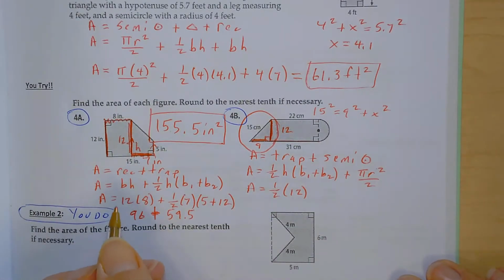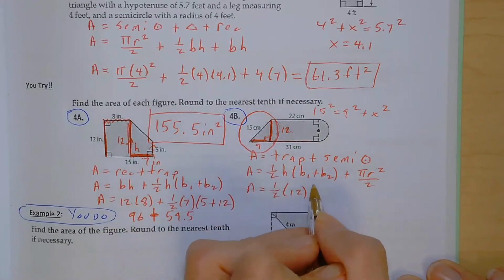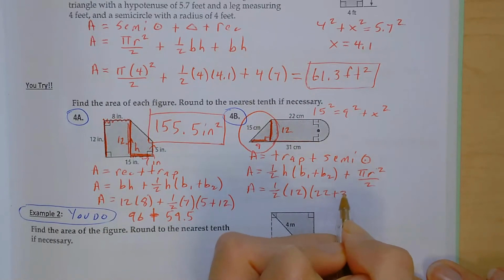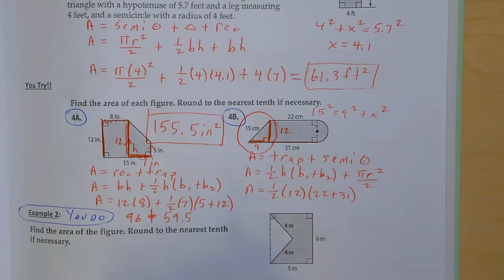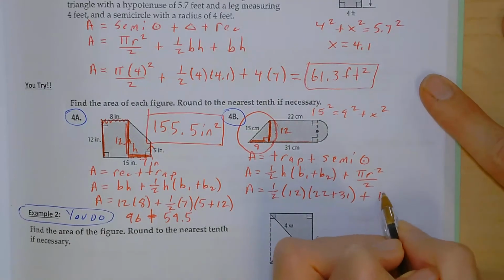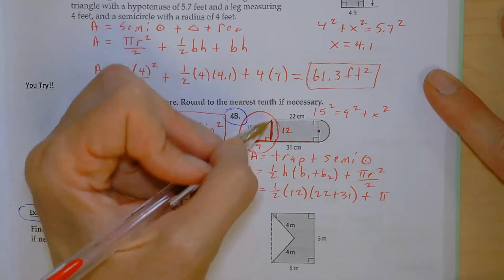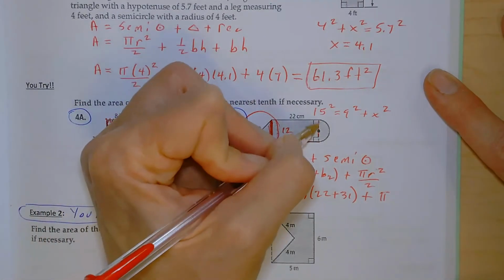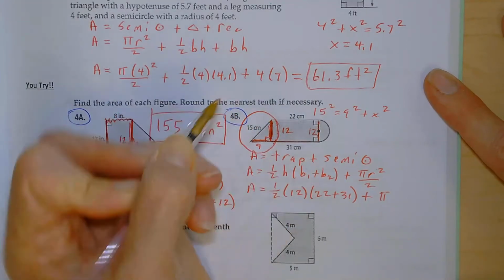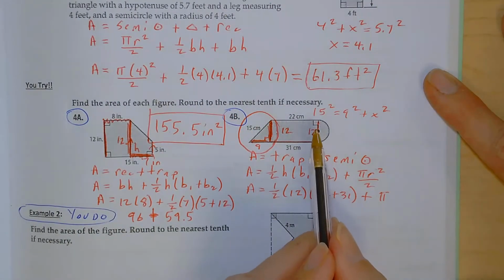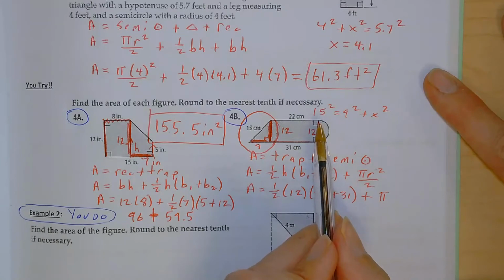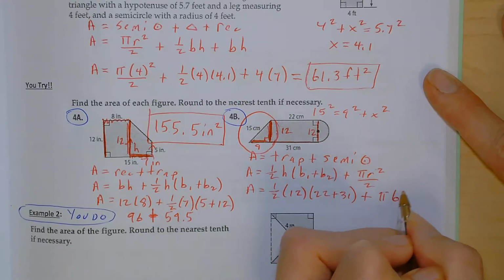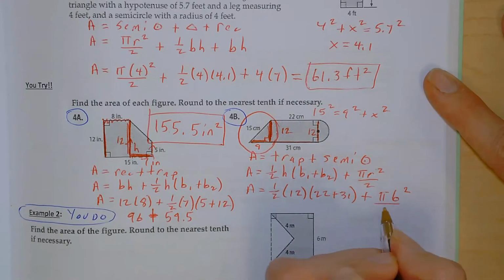Now we need the bases of the trapezoid. So the top base is 22, and the bottom is 31. Now we're going to add on the semicircle, pi r squared. All right, well the 12 I just found is also the diameter of my circle. So I'm going to divide that 12 in half, and I'm going to use a 6 for my radius. So it's going to be pi 6 squared, and then I'm going to divide that by 2.